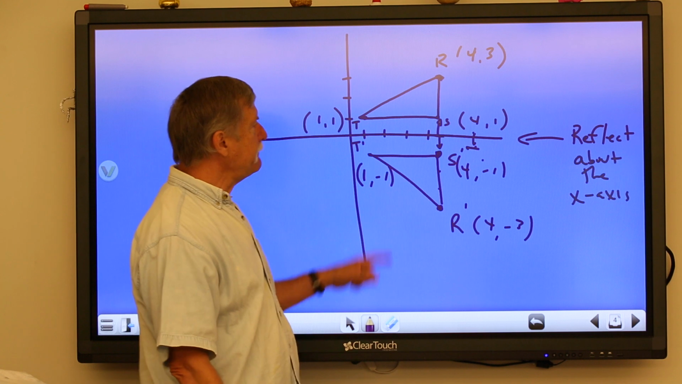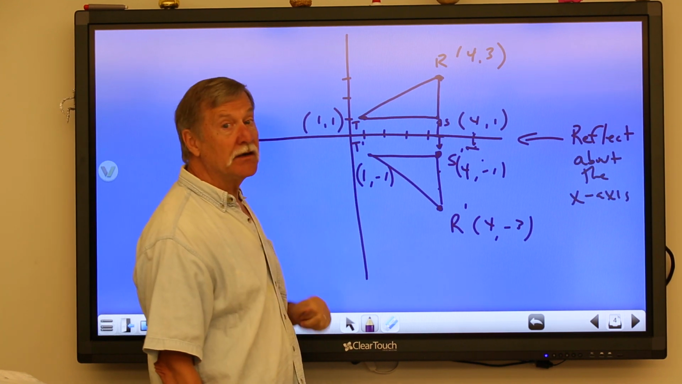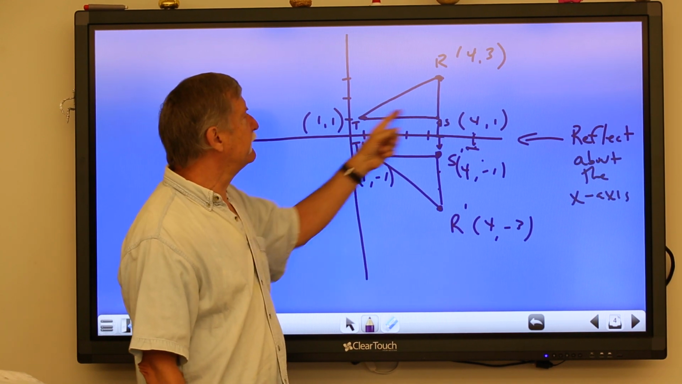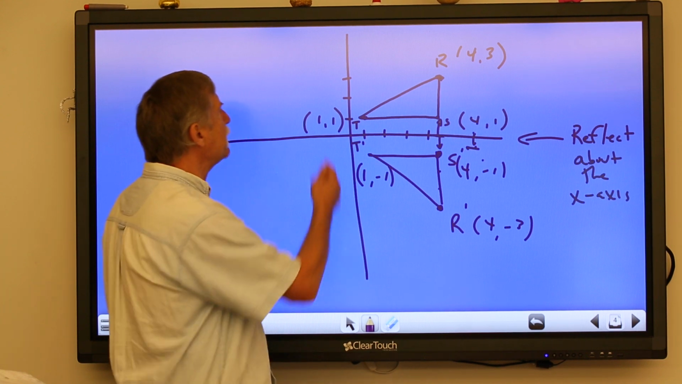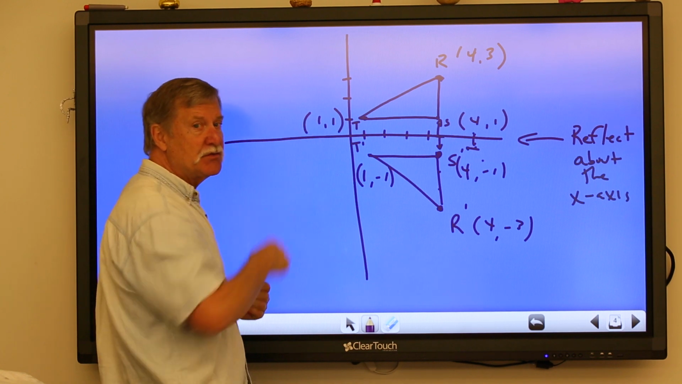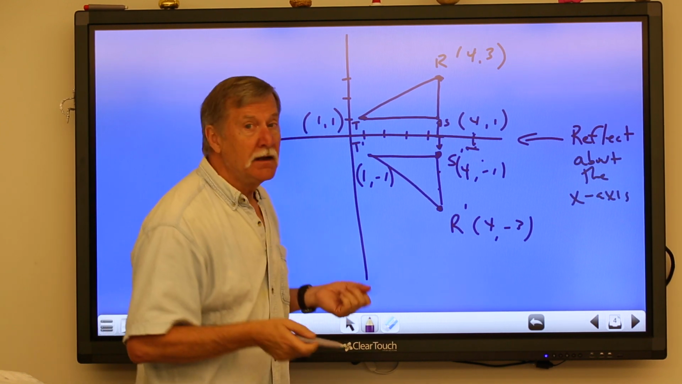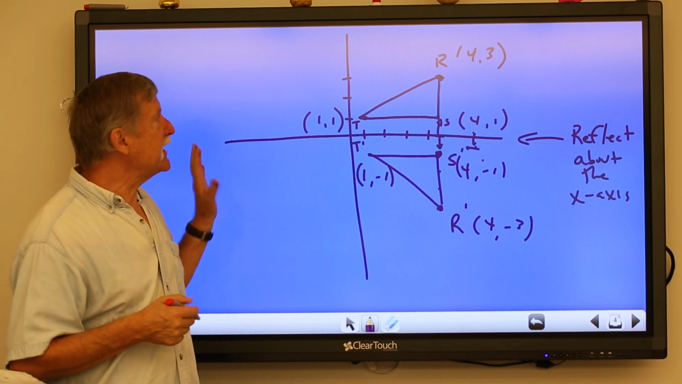So you notice what happened here, all right? We reflected it about the x-axis, and the only thing that changed were the y values became the opposite. Do you think that if I reflected it over the y-axis, the x values would become the opposite? You'd be correct, all right? A little pattern there you can pick up on to help you out with that. So that's a reflection.